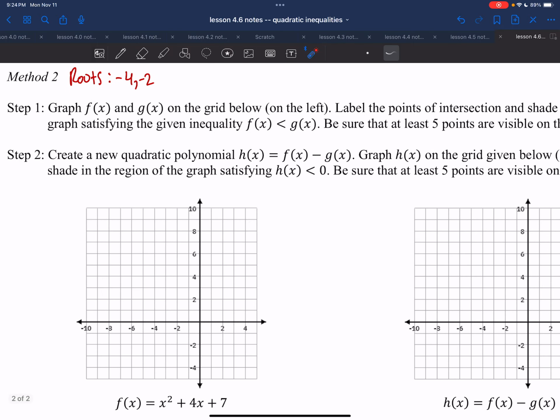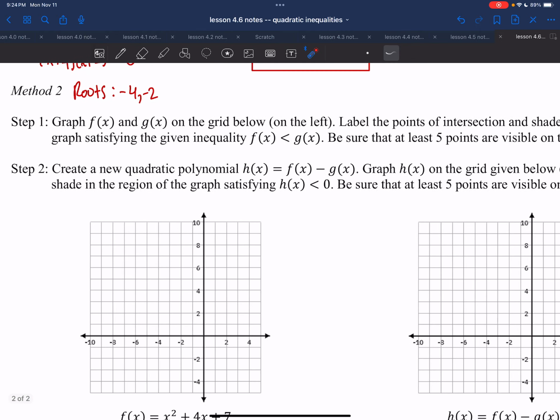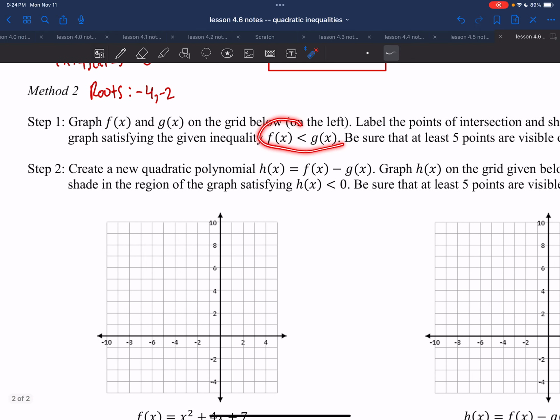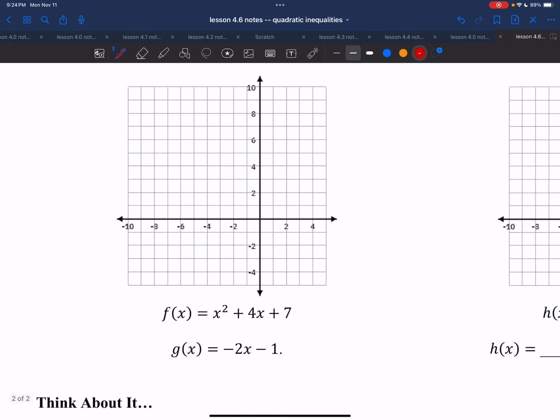It says graph f and g on the grid below, and then label the points of intersection and shade the region such that f of x is less than g of x. So let's just first graph these things. I'm going to start by graphing g of x, in blue. G of x is easy because it's linear. It's negative 2x minus 1, which means it has a y-intercept at negative 1 and a slope of negative 2.